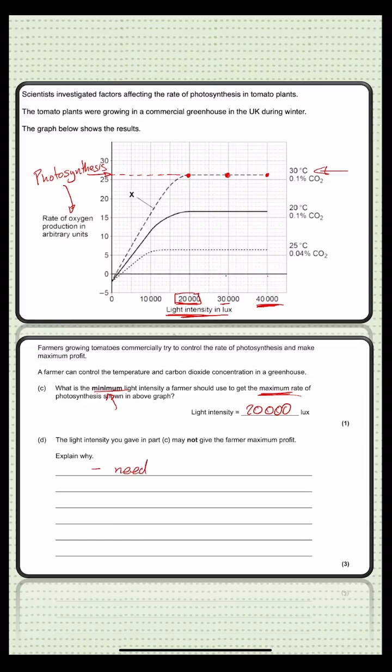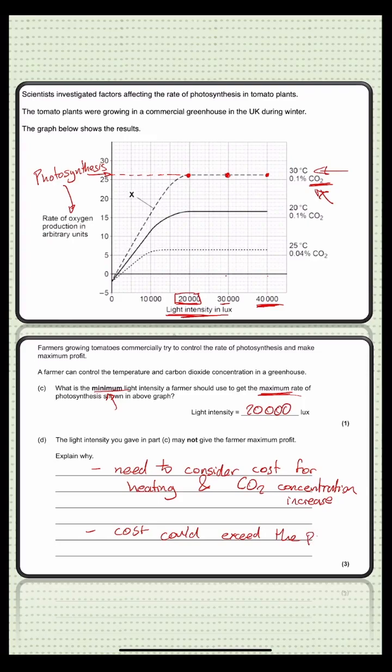So we need to consider the cost of electricity, because they're going to heat up the greenhouse. That's going to cost money. So cost for heating. What else? They're adding CO2. This can't be cheap. Increasing the concentration of CO2 can't be cheap. You need to pump extra CO2 gas into a greenhouse. So we need to consider costs for heating and CO2 concentration increase. And this could affect the profit. The costs could exceed the profit, so it might not be a maximum.